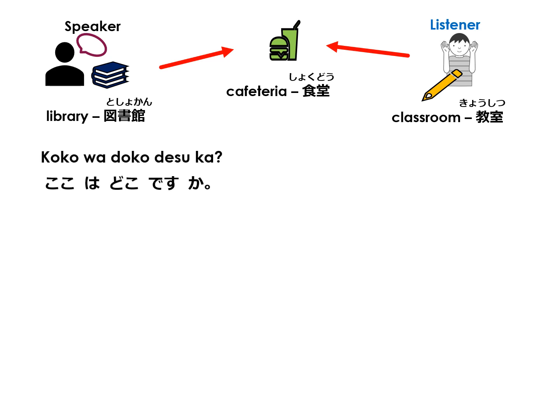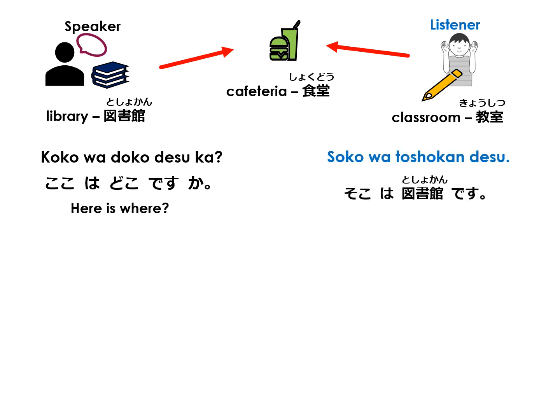Speaker asks, Koko wa doko desu ka? Literally, here is where, or where is this place, or where am I? And listener answers, Soko wa toshokan desu. There where you are is the library, or simply, you're in the library.